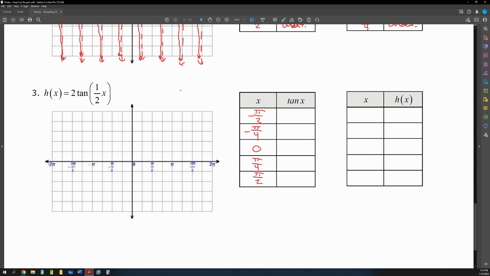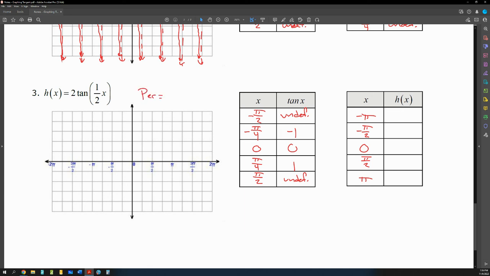Our y values are undefined, -1, 0, 1, and undefined. Okay, so all of our x values, this is a horizontal stretch by a factor of 2. All of our x values are going to be doubled. So negative pi halves becomes negative pi. Negative pi fourths becomes negative pi halves. 0 stays 0. Pi fourths is pi halves. And then pi halves becomes pi. So we're going from negative pi to pi.